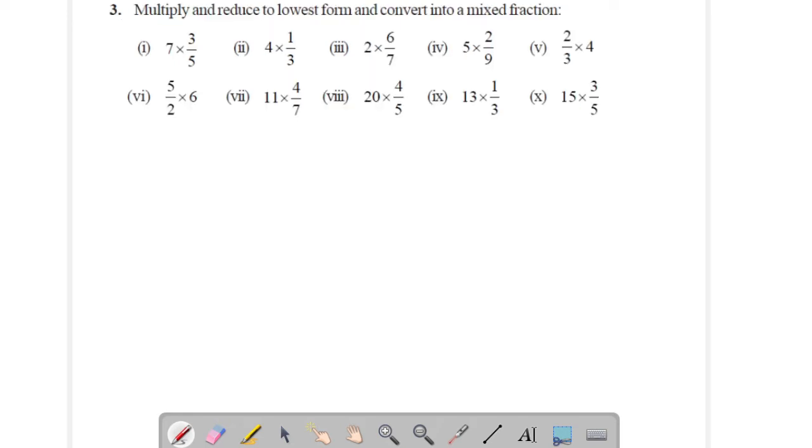Now come to question number 3. Multiply and reduce to lowest form and convert it into a mixed fraction. Now see the solution.